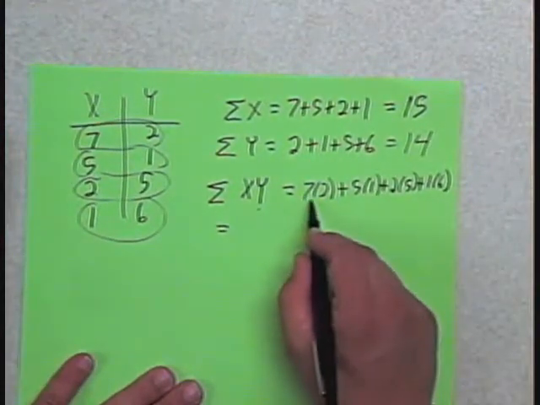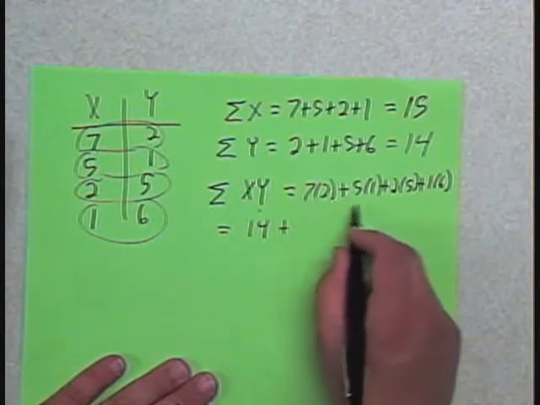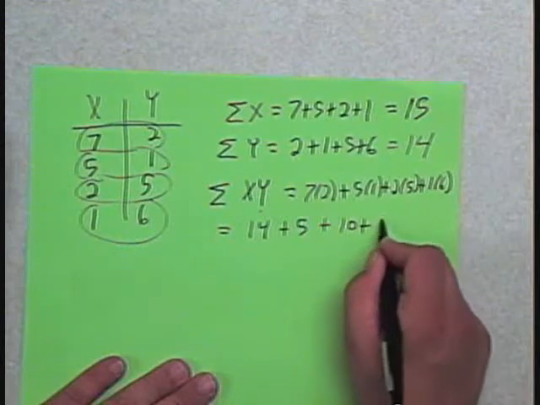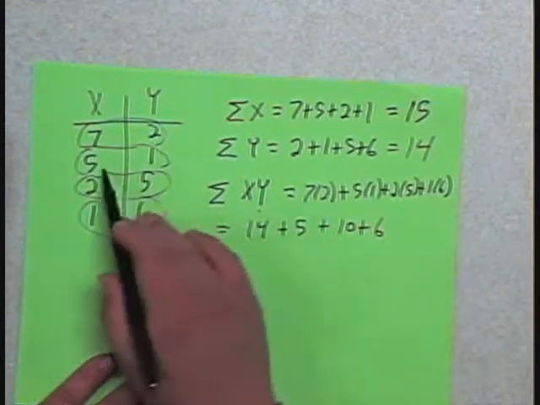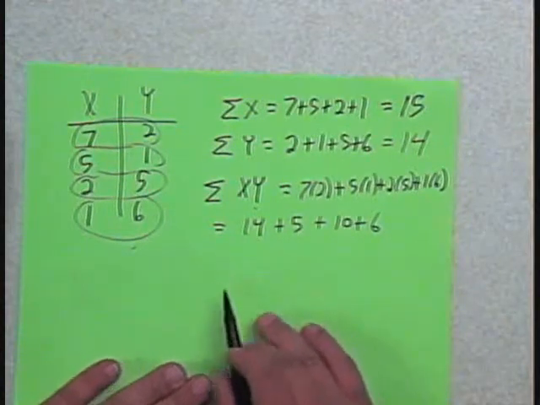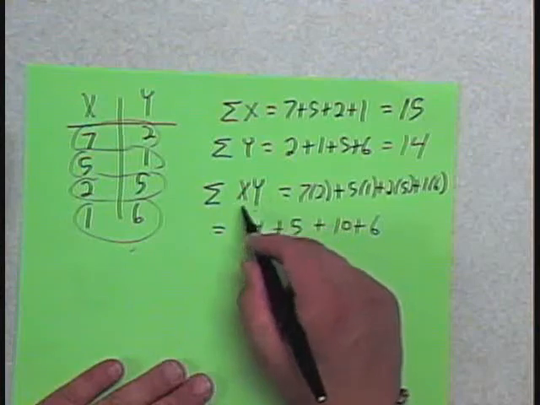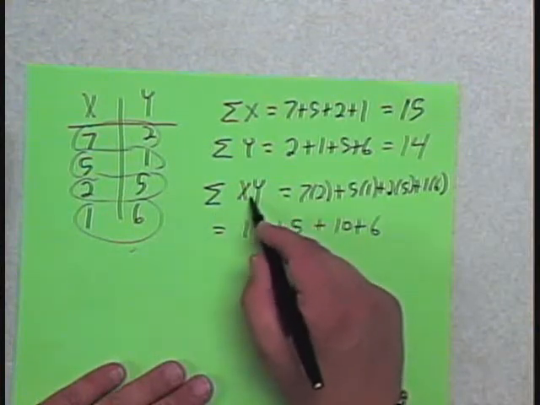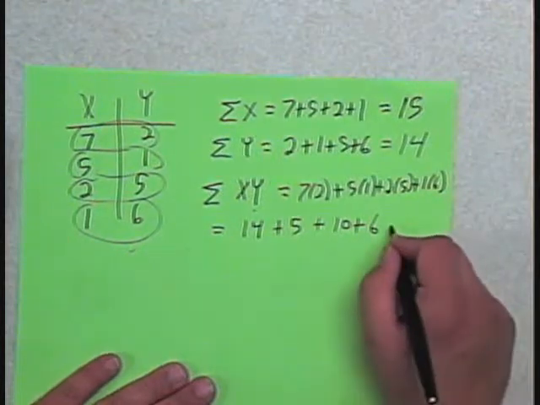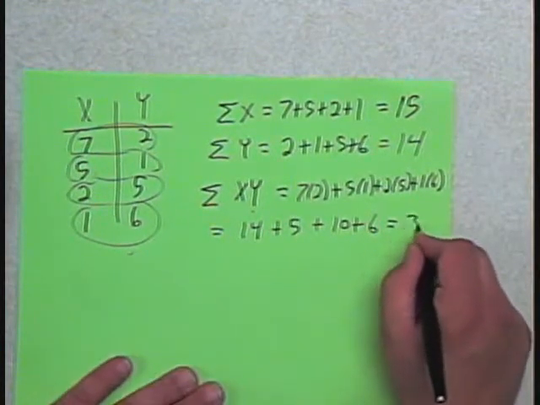Okay, now I'm going to take the product, x times y. So I get 14 plus 5 plus 10 plus 6. So what I'm doing is I'm multiplying the x and y coordinates together, and then I add. And then again, it's the order of operations. Multiplication comes before addition. So I multiply, and then I add. And then when I do that, I get 35.